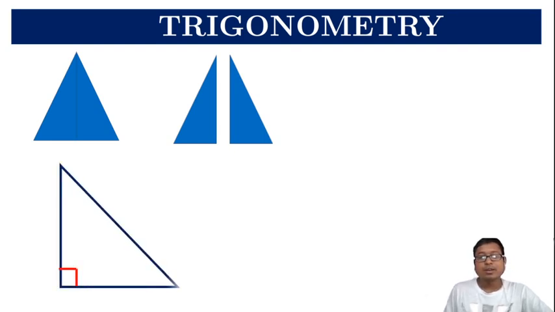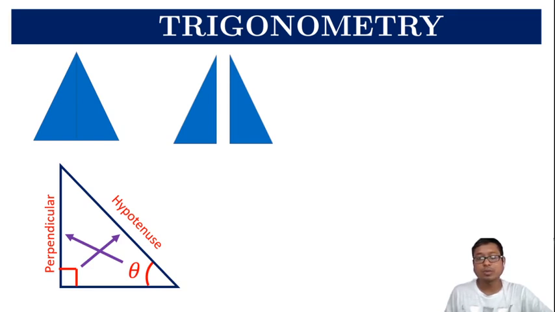Okay, now here you see, let me consider one right angle triangle. The side opposite to 90 degree is known as the hypotenuse. Suppose I'm considering one angle to be theta here. The side opposite to theta is the perpendicular, and the one side associated with theta is the hypotenuse and the other side is known as the base here.